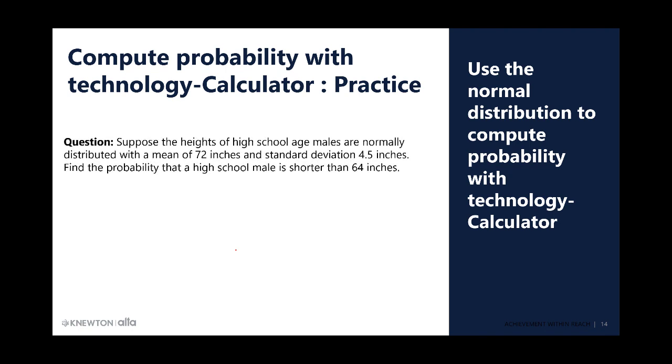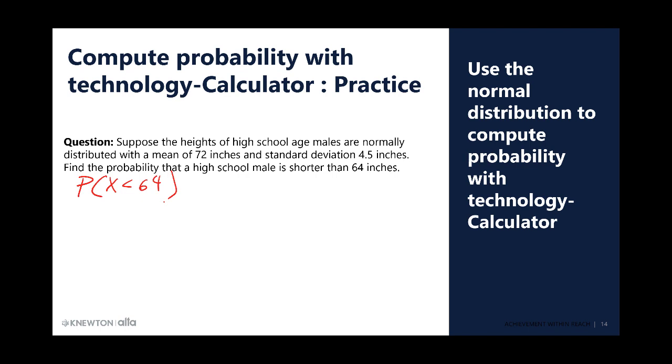Okay, so we got the heights of high school age males are normally distributed, mean of 72, standard deviation of 4.5. Find the probability that a high school male is shorter than 64 inches. Shorter than 64 inches. So first of all, let's convert this over to probability notation. We have to figure out the probability that a high school male's height, so the random variable x, is shorter. Shorter means less than 64 inches. Excuse me, less than 64.